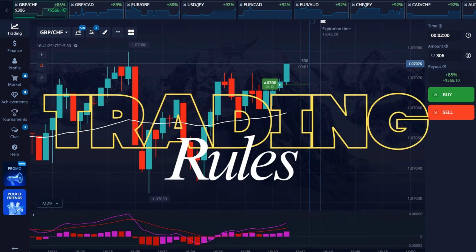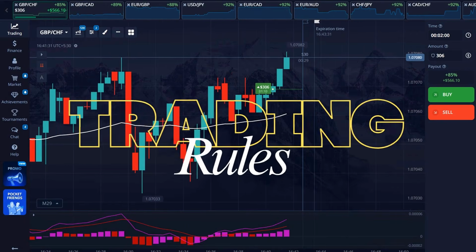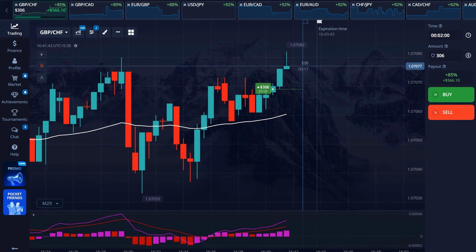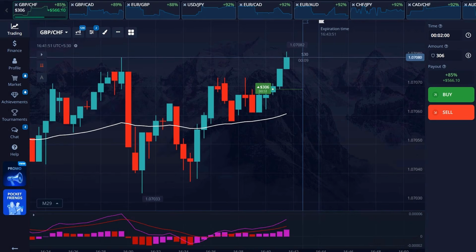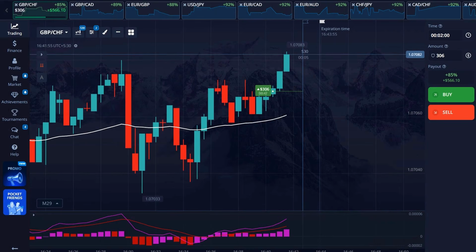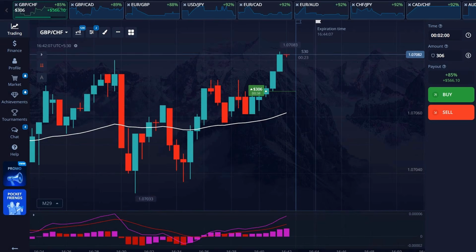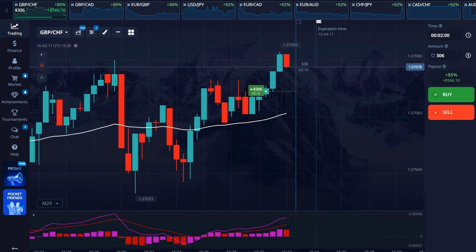All right, traders, let's break down this strategy step by step. When the price is above the EMA-50, we're in an uptrend, so we'll only look for buy trades. When the MACD line crosses above the signal line and the histogram turns green above the zero line, that's your momentum confirmation. Wait for that candle to close. Then take your buy trade with a 1 to 2 minute expiry.